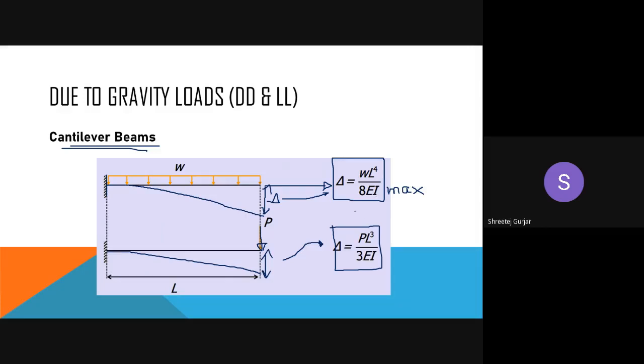So any beam if they give you, you should be able to calculate the delta. And these deltas are due to dead load and live load. Remember, it is due to dead load and live load.